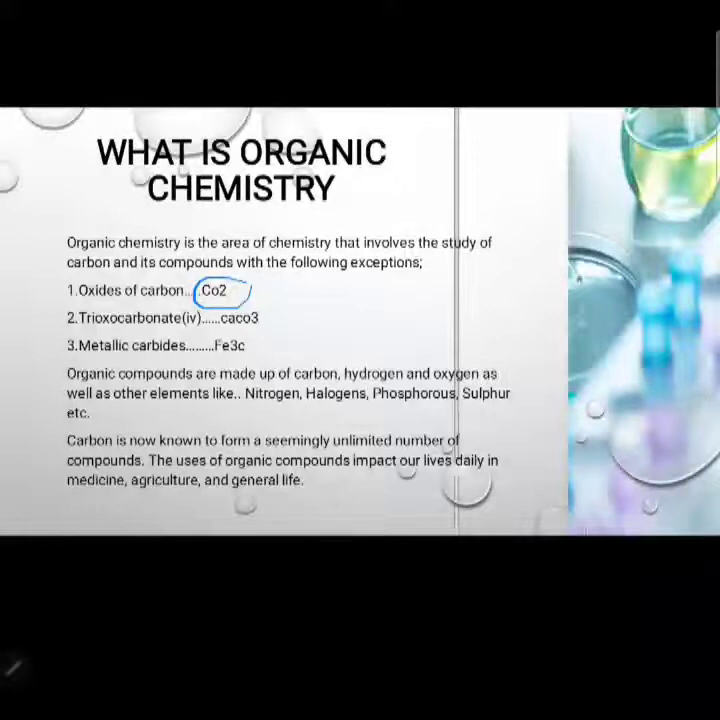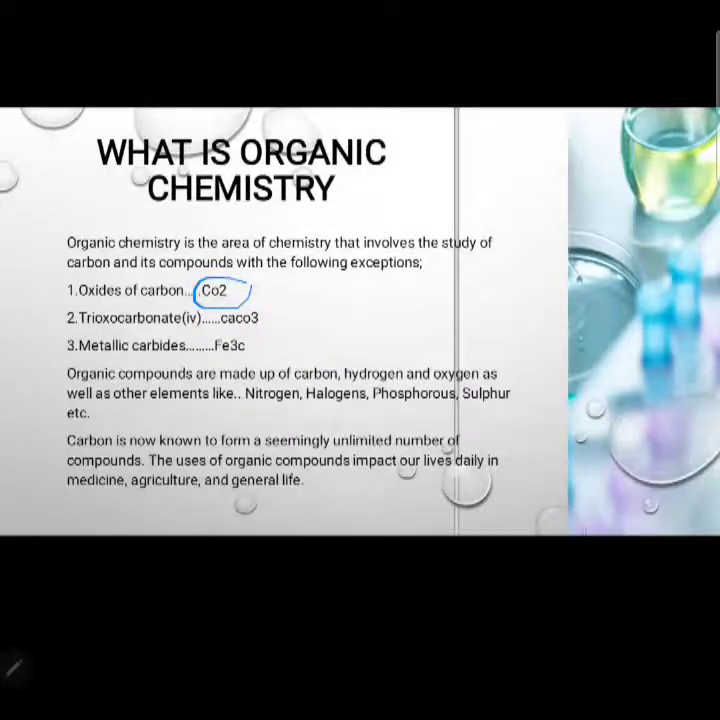An example is calcium trioxocarbonate(IV). Whatever trioxocarbonate, even if carbon is formed there, does not fall under that category. And then the third exception is what we call metallic carbides. Any metal that forms a carbide doesn't fall under organic chemistry. So what we have here is iron carbide.